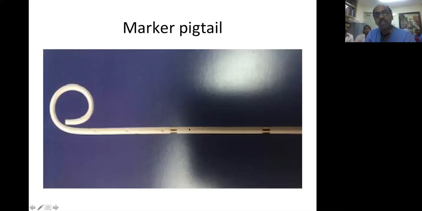In the pigtails, we'll also find something called a marker pigtail. Marker pigtails are where there are stainless steel markers. The markers will be separated by 1 centimeter, so the middle of one marker to the middle of the next marker will be 1 centimeter apart. These are useful for doing certain interventions like pulmonary artery stenting, aortic stenting, and various other procedures.